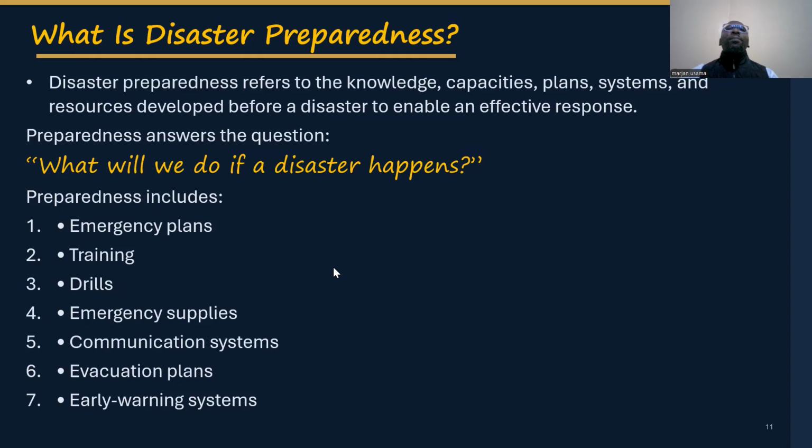What is disaster preparedness? So we are through with disaster prevention and mitigation. Now we are going to the next cycle, which is preparation, at-tahdhir wa at-takhtit. So what is disaster preparedness? Disaster preparedness refers to the knowledge, ma'rifah. We are talking about the capacities. Here we are talking about al-maharat, plans, systems, and resources developed before a disaster to enable an effective response.